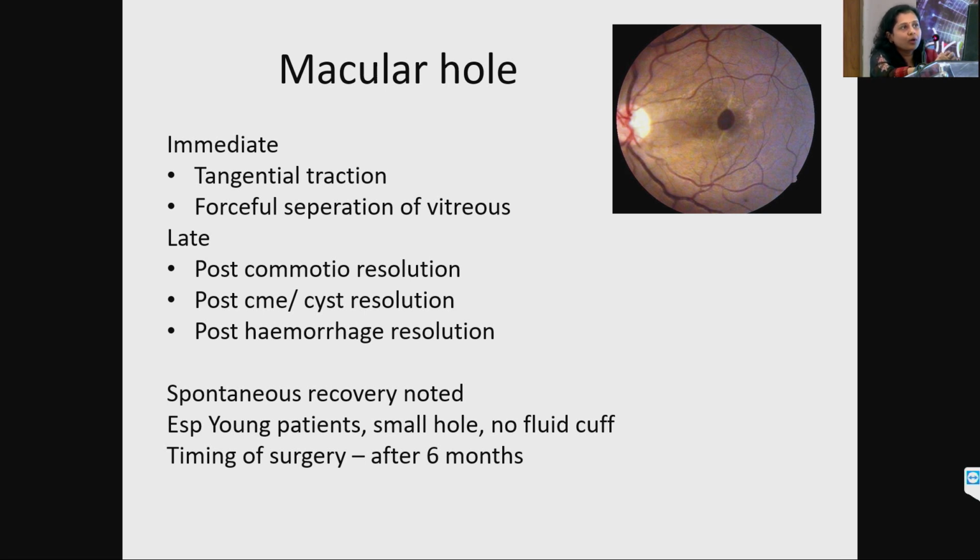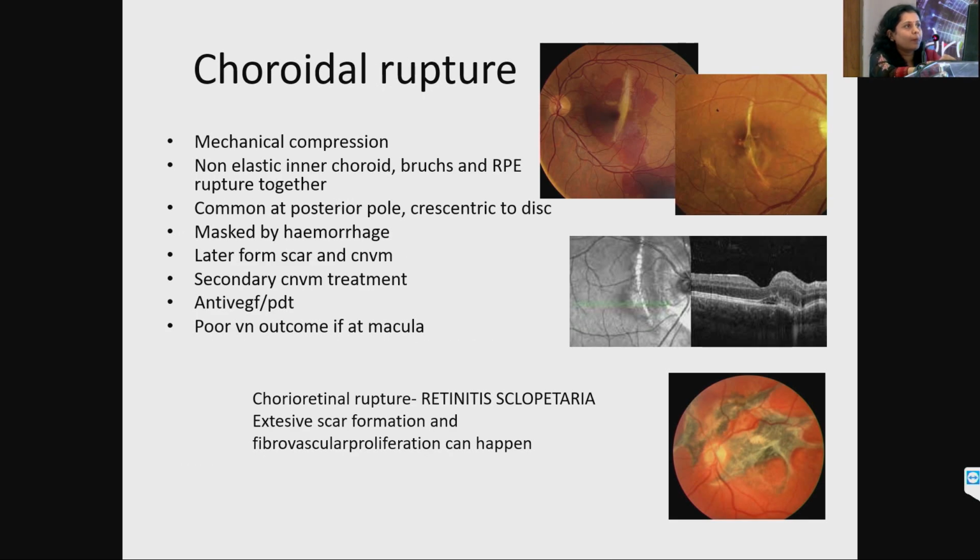And spontaneous closure is very common in young patients when the hole is small and there is no fluid cuff around the macular hole. Choroidal rupture basically happens due to the mechanical compression where the non-elastic inner choroid along with the RPE and the Bruch's breaks. Clinically, you will be seeing a subretinal hemorrhage. Sometimes you can see a bare choroid in between.